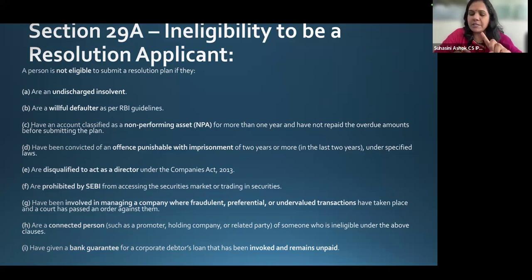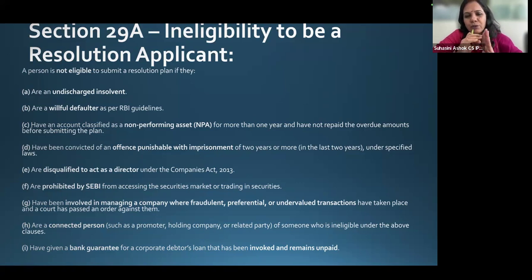One is a person classified as a non-performing asset for less than 1 year; he will be qualified to submit the EOI. If he is classified as NPA for more than 1 year, see, the first clause, there are things we have to interpret here. One is NPA less than 1 year, NPA for more than 1 year, the third is 1 year and have not repaid the overdue amounts, and the fourth is he has repaid the overdue amounts before submitting the plan.